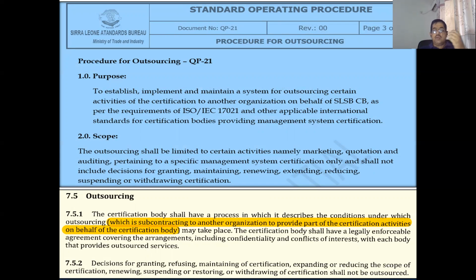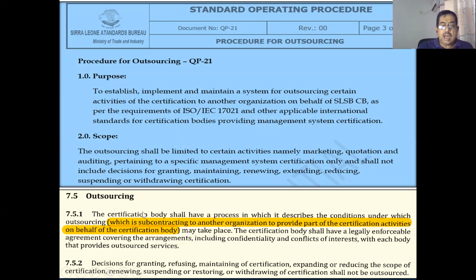And once their auditors have been trained and witnessed by you, then you can allow them to do the audit on your behalf, and then they will share that audit report with you. They cannot take the decision. That is why this clause says decisions for granting, refusing, maintaining will be your main certification body task. Based on that certification audit, they will send it to you. You have to decide whether this company needs to be certified or not.